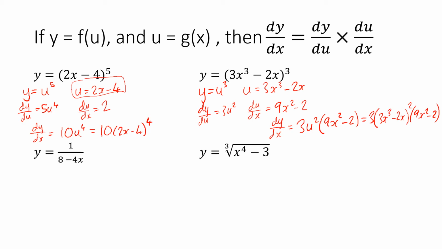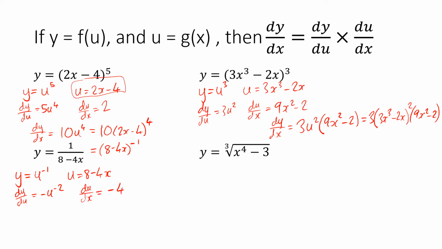What about this one here? y equals 1 over 8 minus 4x. Well, that's the same as (8 minus 4x) to the power of minus 1. Remember, if you've got 1 over something, that's a negative power. So we could say here that y equals u to the minus 1, u equals 8 minus 4x. We could differentiate them both, so dy/du is minus u to the minus 2, and du/dx is equal to minus 4.